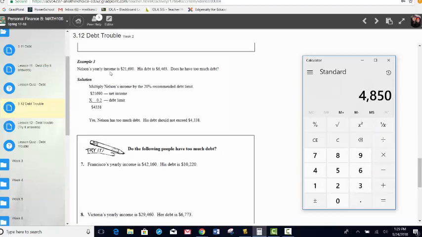And then down here, it's just asking you to say yes or no if this person has too much debt. So you're just doing what you did above. When they give you the yearly income, you multiply it by 20%, and then you see what their debt limit should be. It says that this person, Nelson's debt, is actually over $6,000, but his debt limit should be just over $4,000. So if they ask, does he have too much debt? Yes, he does have too much debt. And hopefully that helps you.